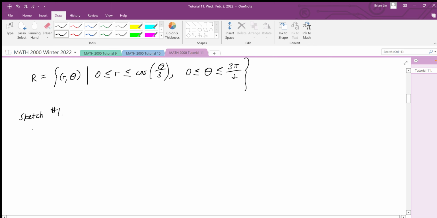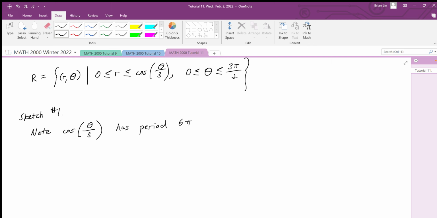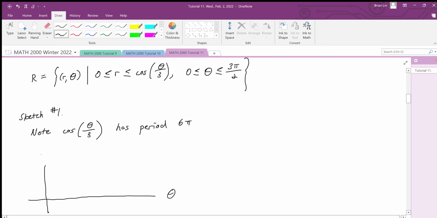We first notice a cosine of theta over 3 has period 6 pi. Because cosine theta has period 2 pi, now we're taking 3 times as long to complete a period. So if I had to graph this, one way to graph it is like this.